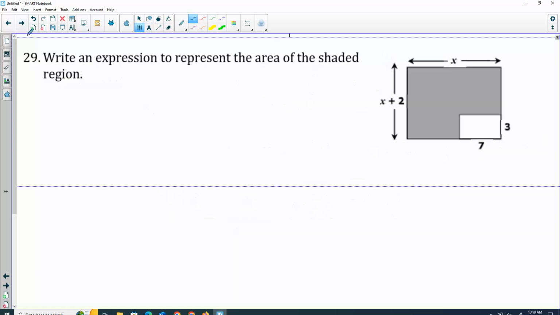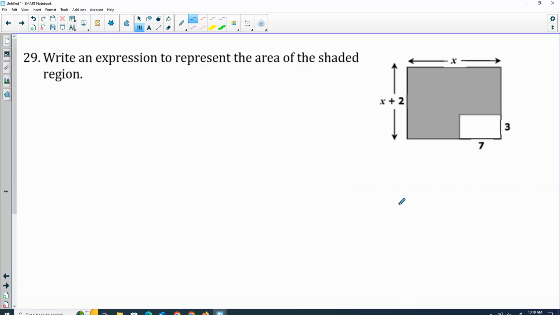Okay. 29. Put a big star next to this. It's a multi-step problem. We had it on some homeworks. We had it on the quiz. We're having it on the study guide. You're going to have one on your test. I am asking for the area of the shaded region only.